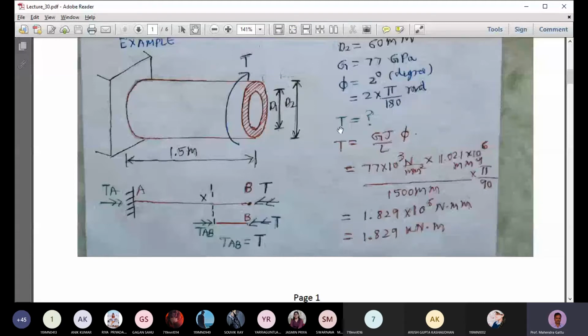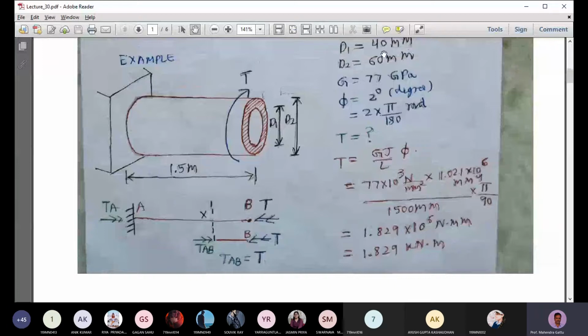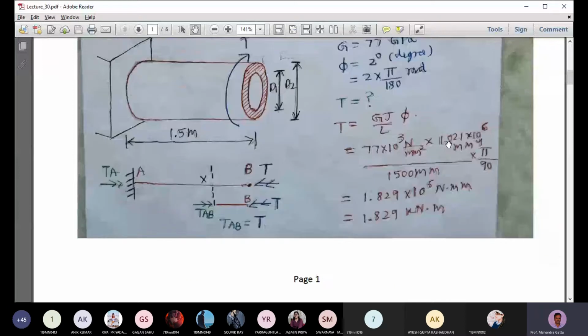So we can directly apply the formula T equals GJ by L times phi. G is 77 gigapascal, so it is 77 into 10 power 3 megapascal, and 1 megapascal is Newton per millimeter square. The J value we found in yesterday's class; we did the same example. I'll just write that value for J: 1.021 into 10 power 6 millimeter power 4. It is pi by 2 times R2 power 4 minus R1 power 4.